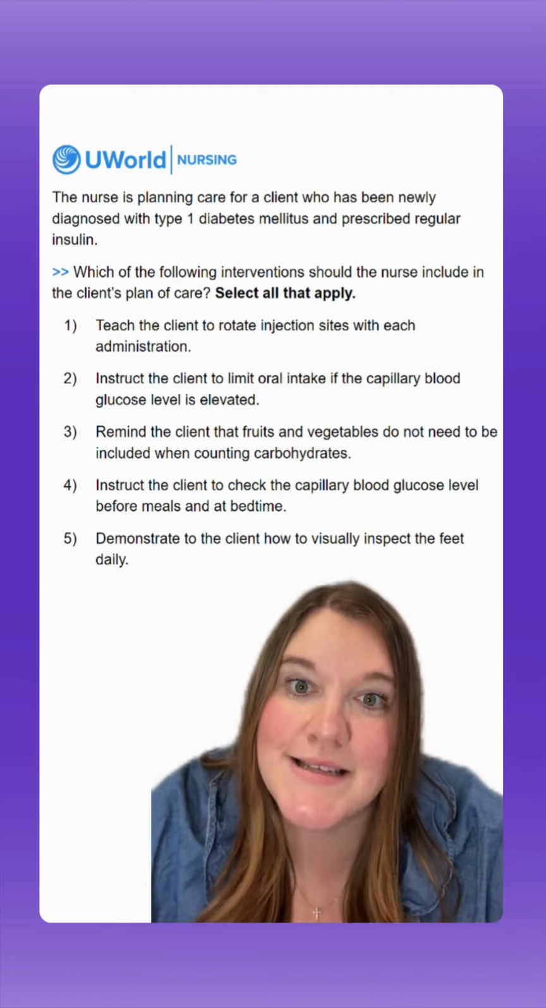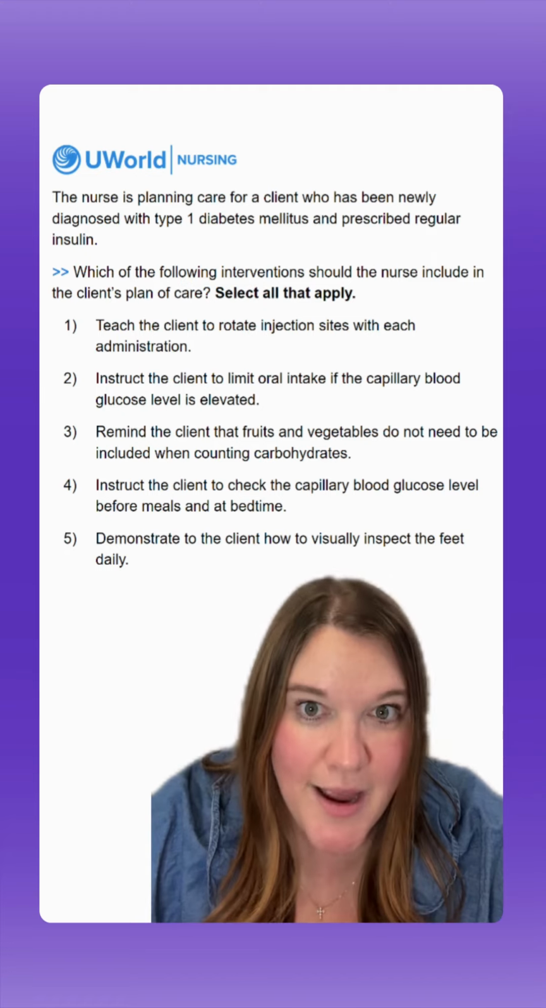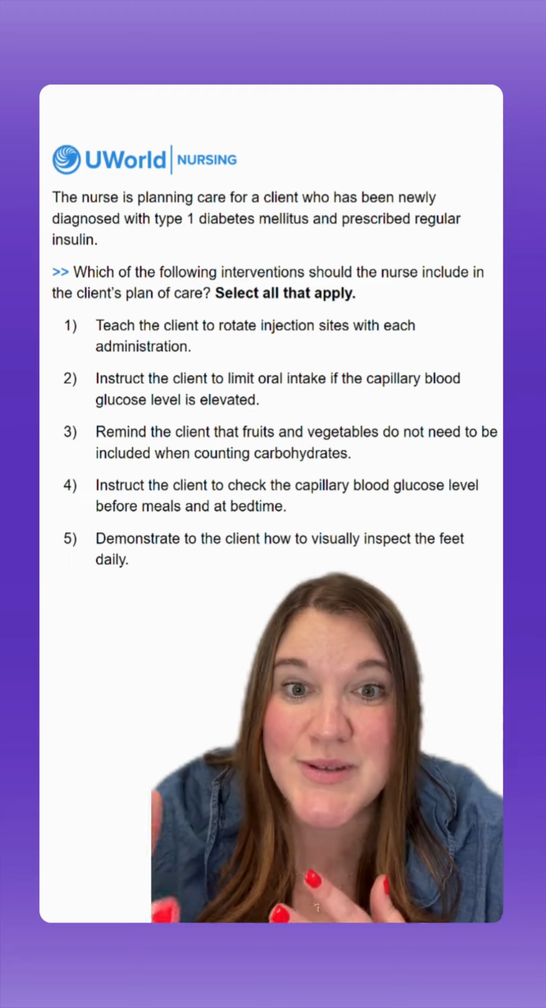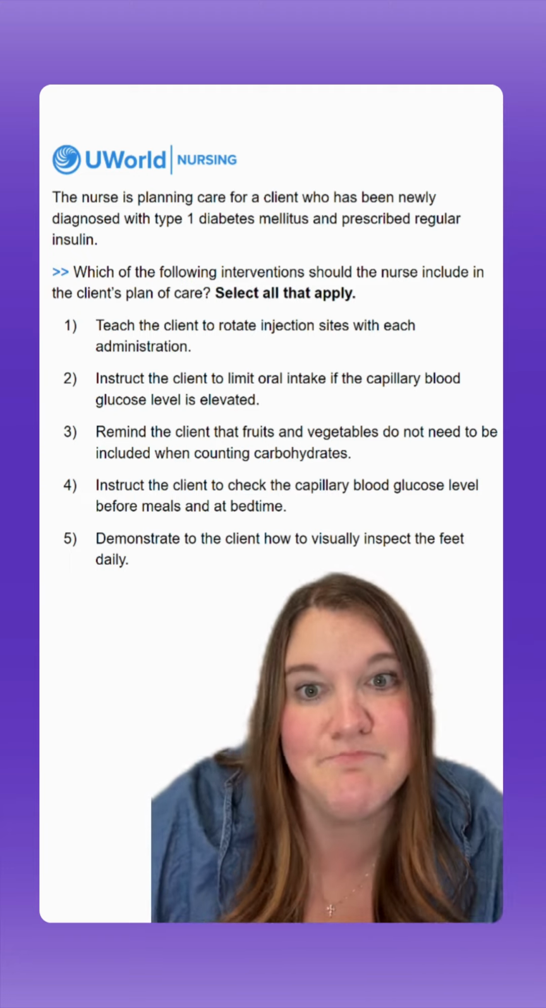Option 4 says to instruct the client to check the capillary blood glucose level before meals and at bedtime. This is going to be a correct option. Regular insulin is usually dosed ACHS, so with meals and bedtime, and we definitely want to check our sugar before we give the insulin.